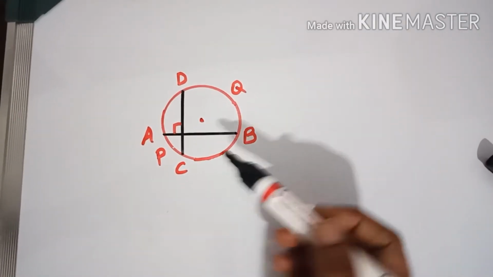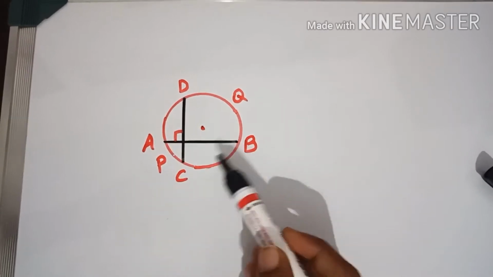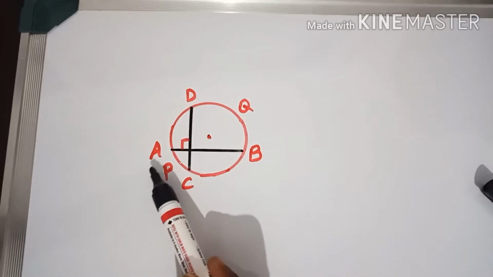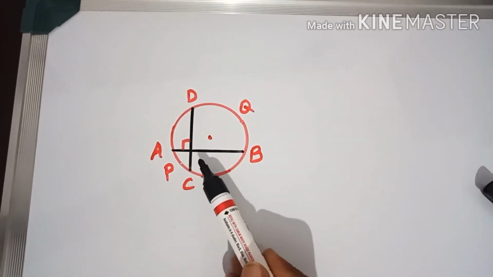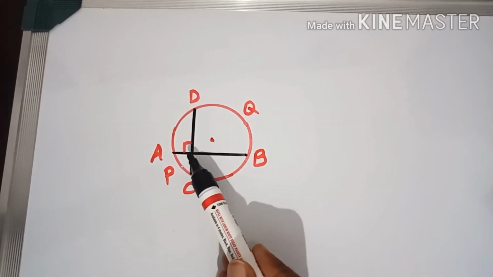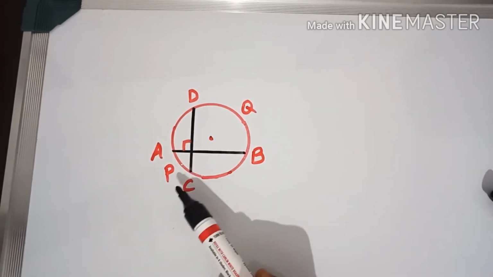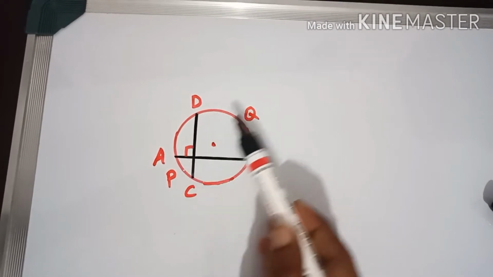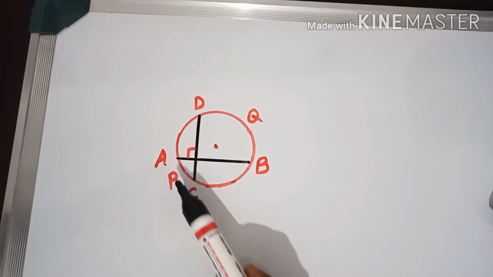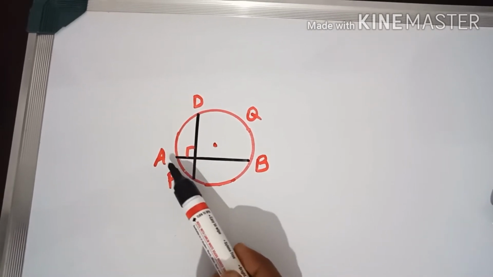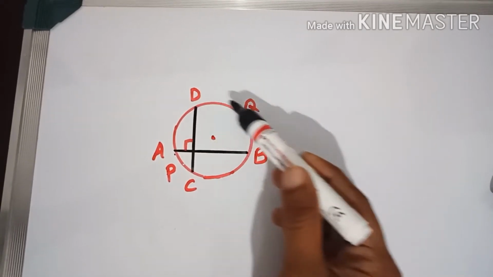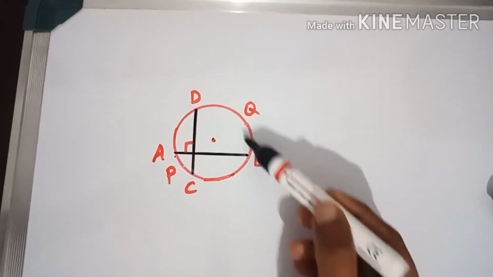Here you can see that chords AB and CD are two perpendicular chords. That's already given. This is a perpendicular sign. Now we need to prove that these two chords cut the circle into two arcs, that means APC, using the endpoints of these chords. APC, this is the small arc. And DQB, this is a large arc.